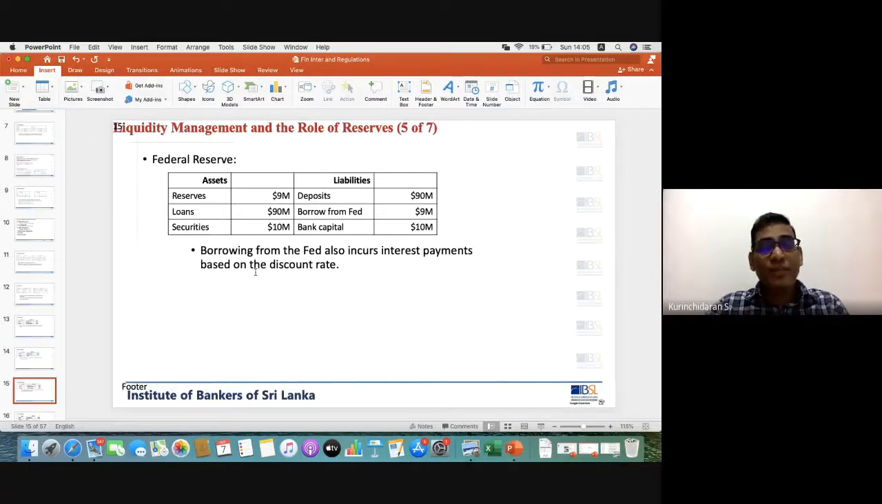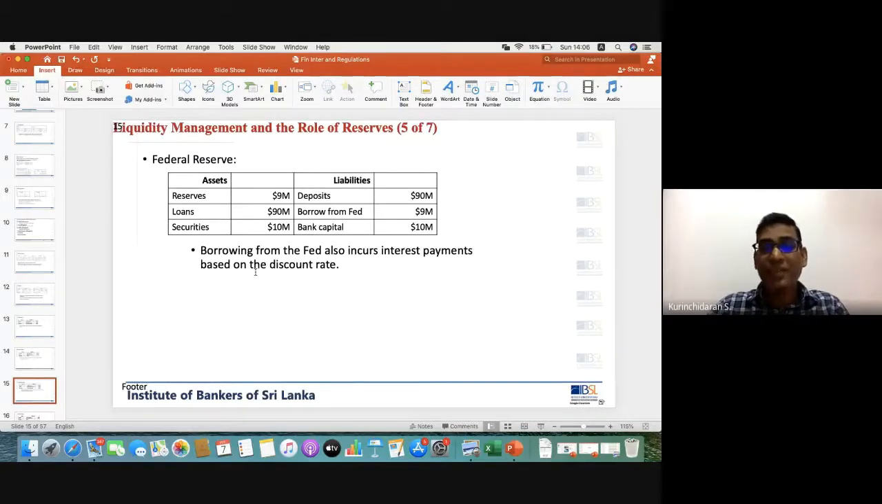And then if you don't have sufficient funds, you can even borrow from the Federal Reserve, from the Fed, or from the central bank, right? Now if you borrow from the central bank, your liability also increases by $9 million. That is a new item called borrowing from Fed, 9 million, and at the same time your reserve increased by 9 million. What is the difference? Nothing. You can borrow from outside or you can borrow from the central bank, but you have to incur interest cost, right? You have to pay interest.